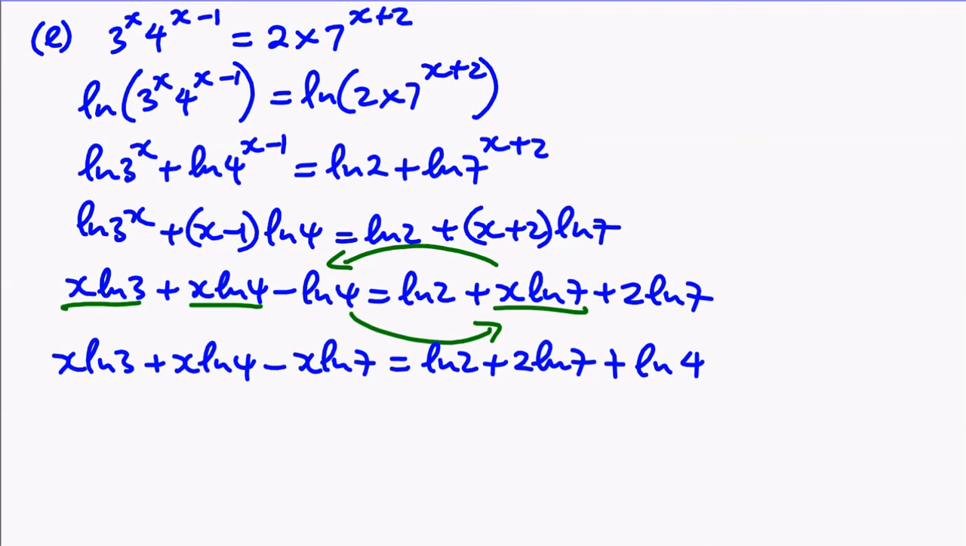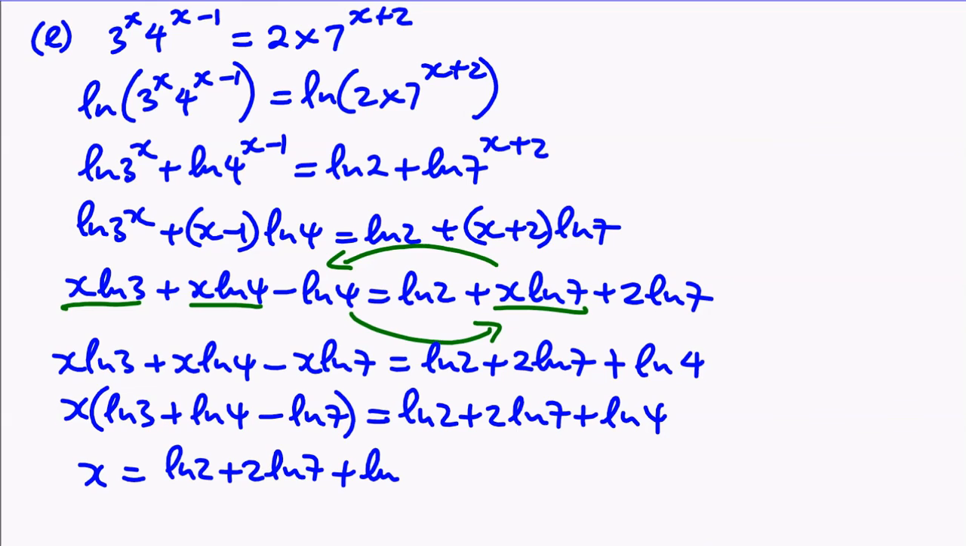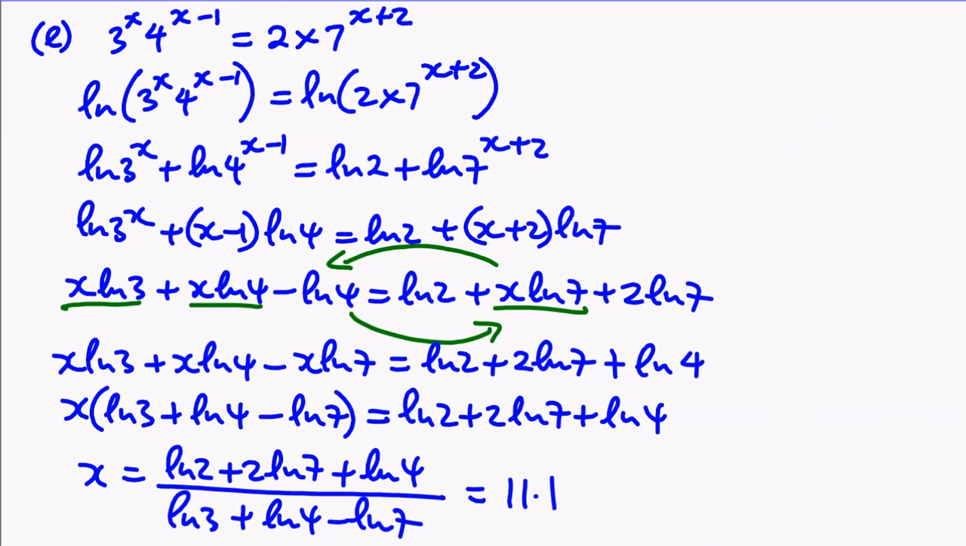So factorize x out, x into ln 3 plus ln 4 minus ln 7 will be ln 2 plus 2 ln 7 plus ln 4, which means x will be ln 2 plus 2 ln 7 plus ln 4 over ln 3 plus ln 4 minus ln 7. Now, if you plug this in your calculator, you'll get 11.1.